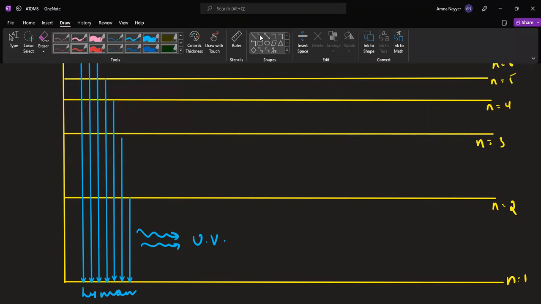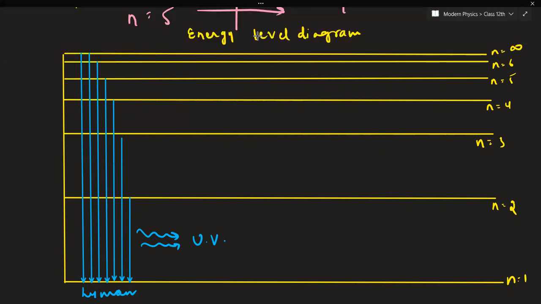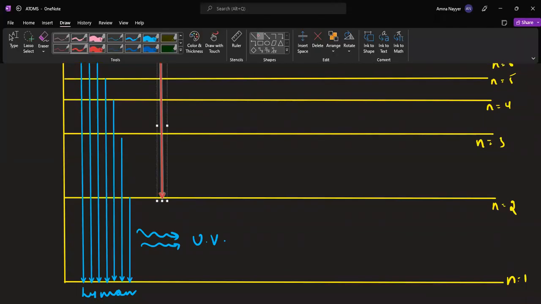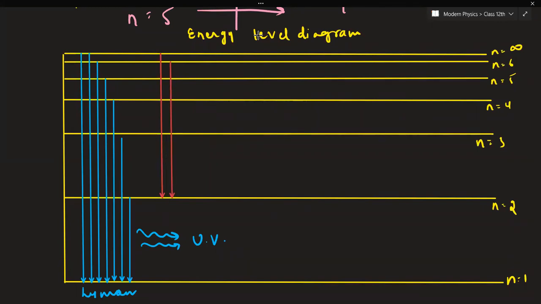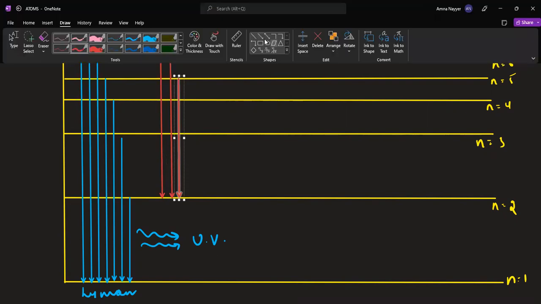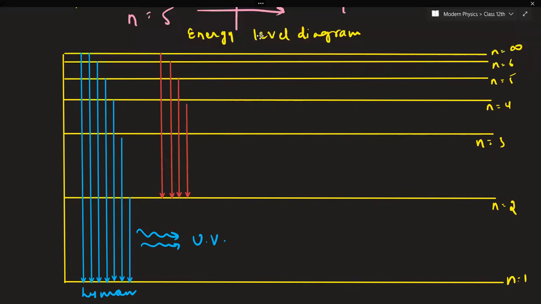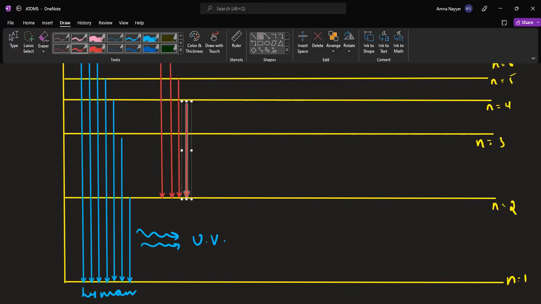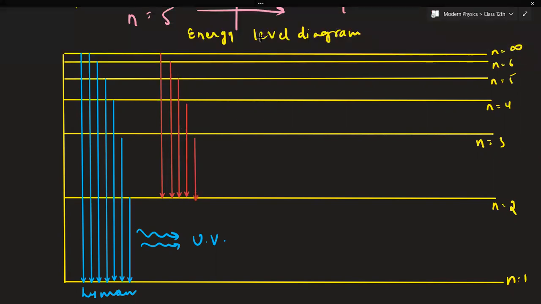Then there are certain radiations that will come from infinity, or from the sixth shell, fifth shell, or from the third to the second shell. This is just a way of representation, whatever we have studied. These set of radiations are known as the Balmer series, right? And they emit radiation in the visible spectrum.